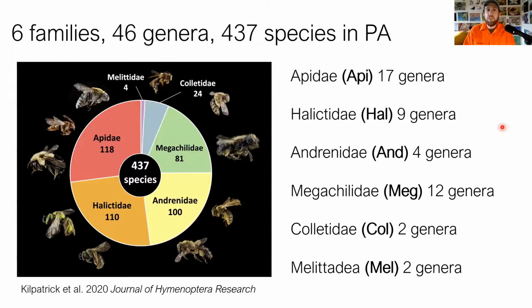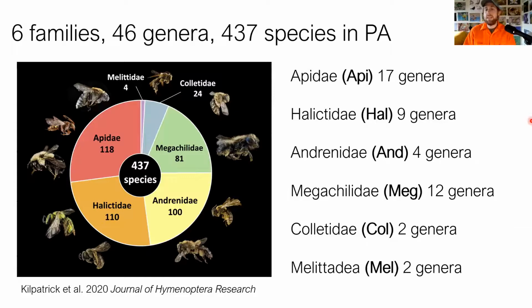Okay, so let's go over the families. First, we have Apidae. And I made these acronyms or little abbreviations that I'll use later. So Apidae has 17 genera and is the most diverse group in Pennsylvania with 118 species. So this pie chart shows the species. That's the most diverse group.